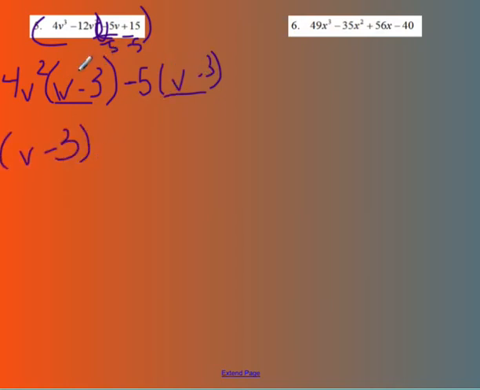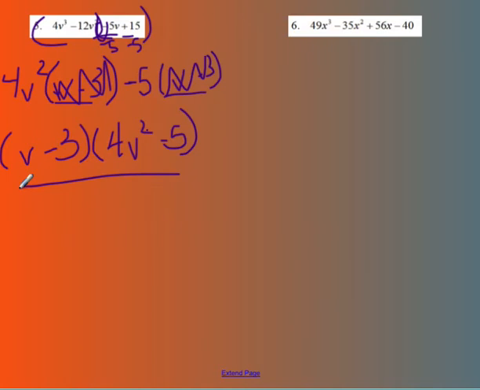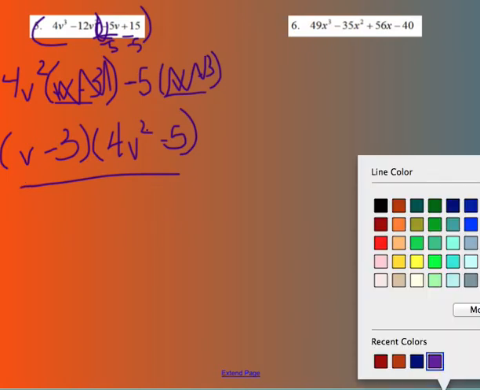Now I'm going to cross those off, and I'm going to write what's left over when I do that, which is 4v squared minus 5. So this right here would then be your fully factored form. Let's take a look at number 6.